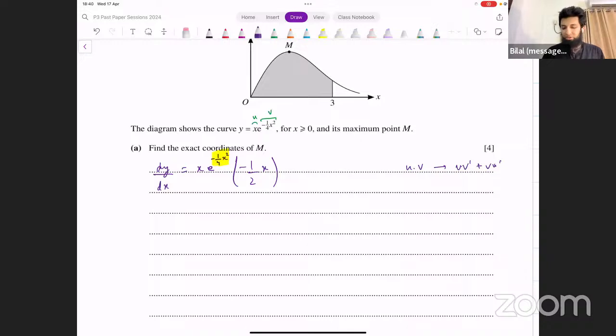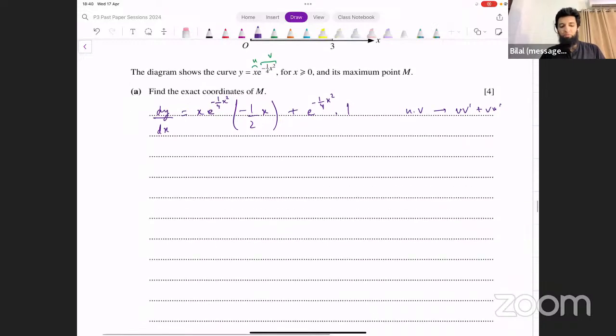That's uv dash plus v as it is. So now e raised to power minus 1 over 4x squared as it is, multiplied by u dash, the derivative of x, which is just 1. That's your differentiation. Okay, so we have differentiated this function.